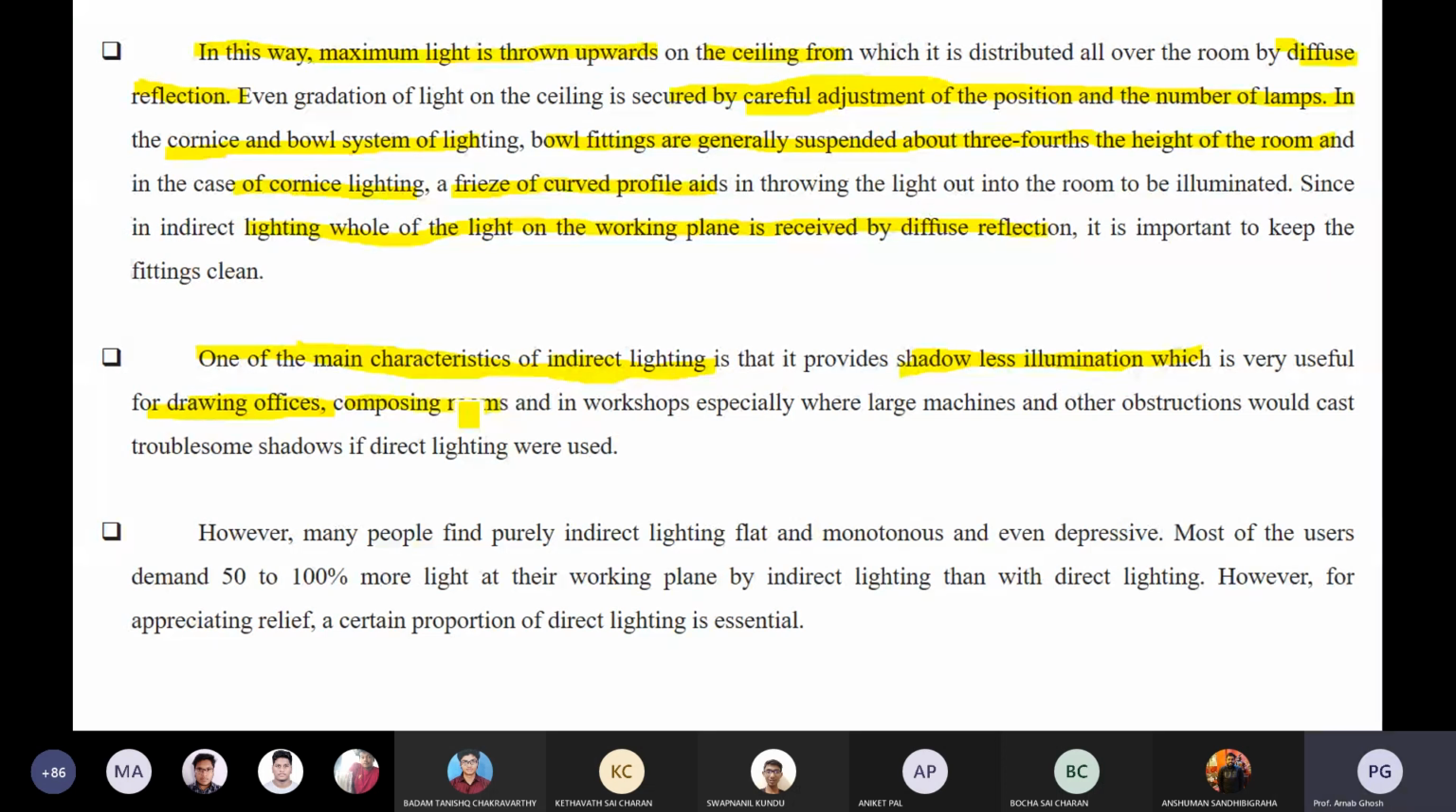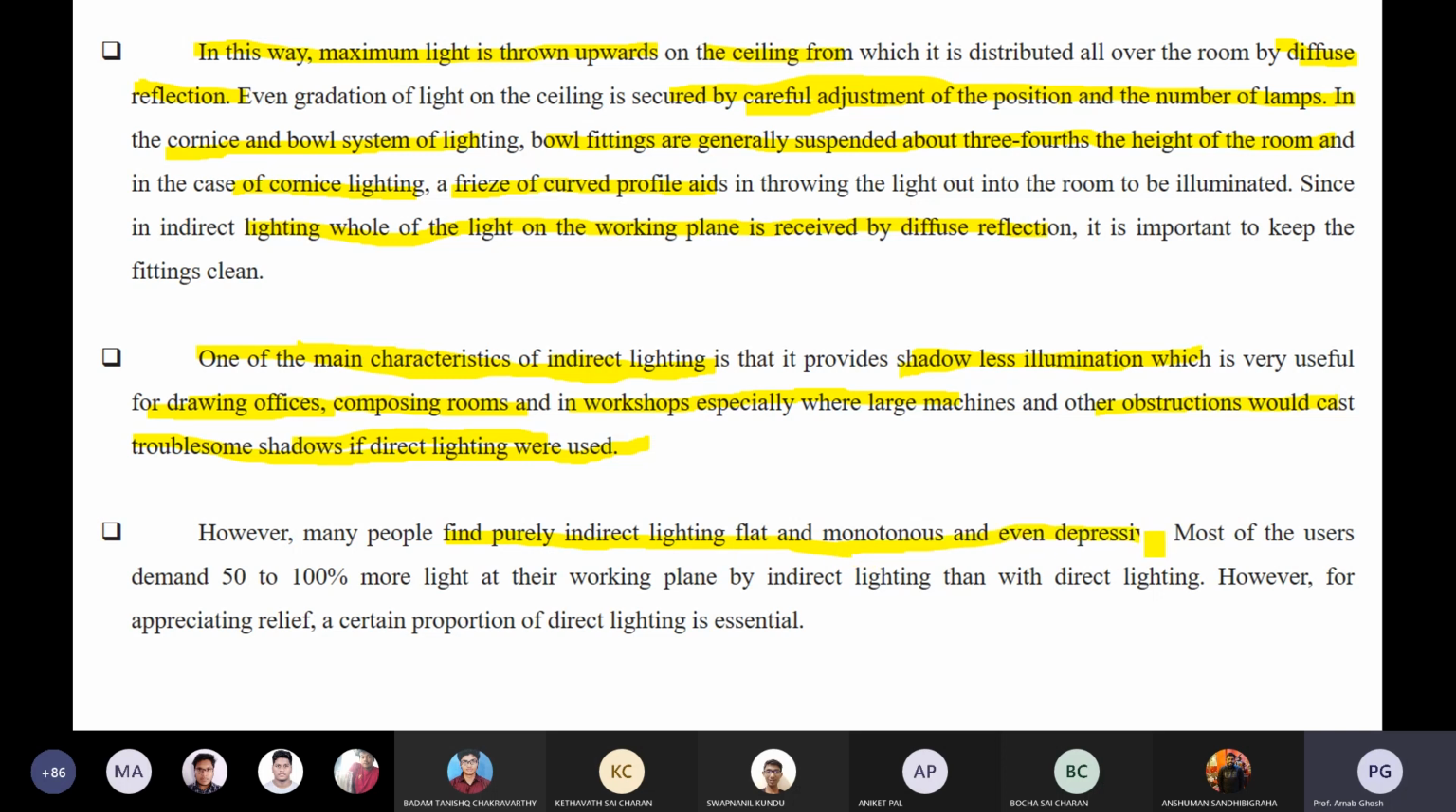In composing rooms and workshops, especially where large machines and other obstructions would cast troublesome shadows, direct lighting was used. If direct lighting, direct shadows will be there, but here no direct shadows. Basically, light is not directly reflected to your object. Directly it is reflected to the reflector, and the reflector spreads the light throughout the room. However, many people find purely indirect lighting flat, monotonous, and even depressing.